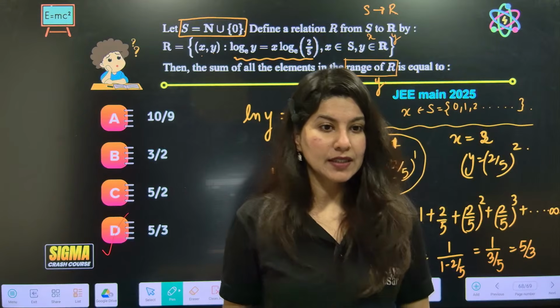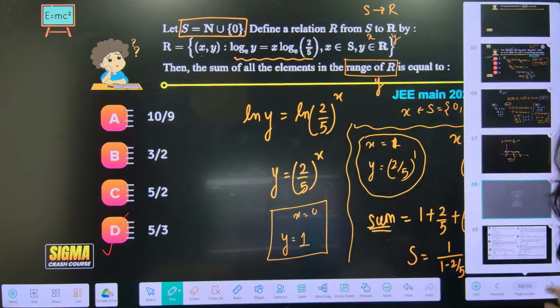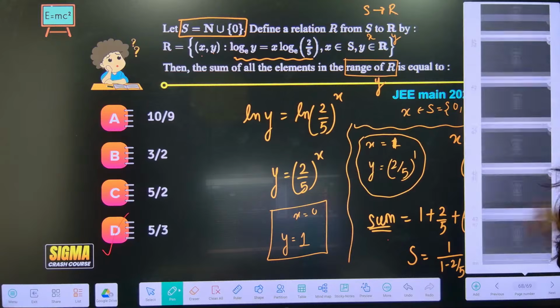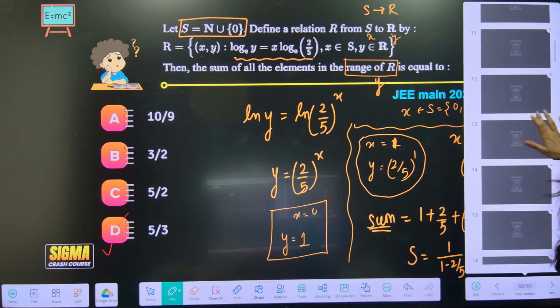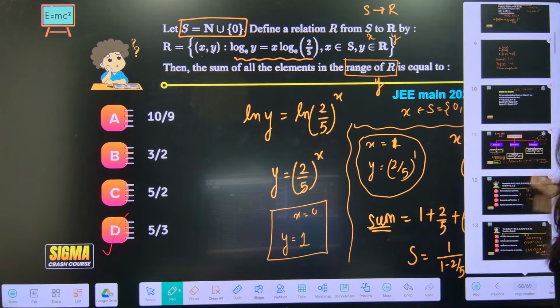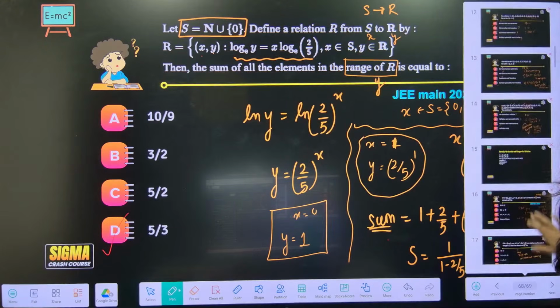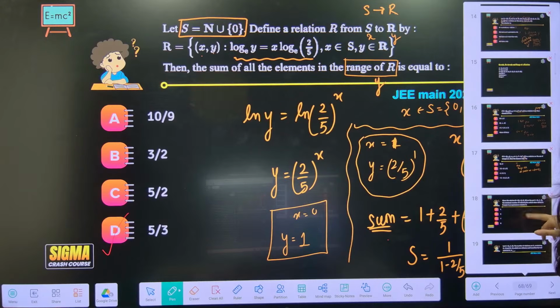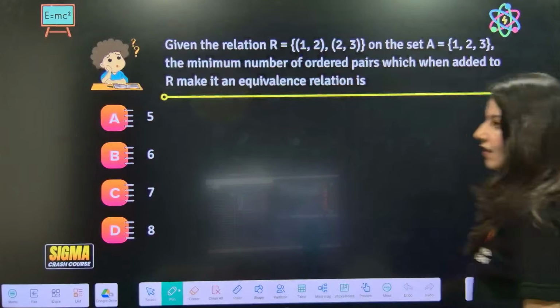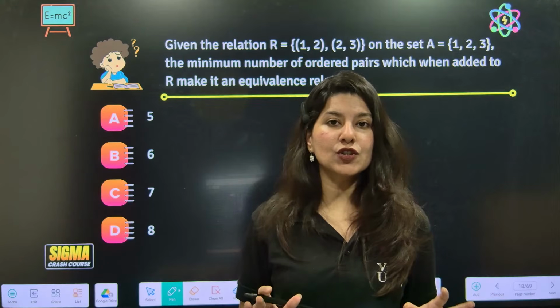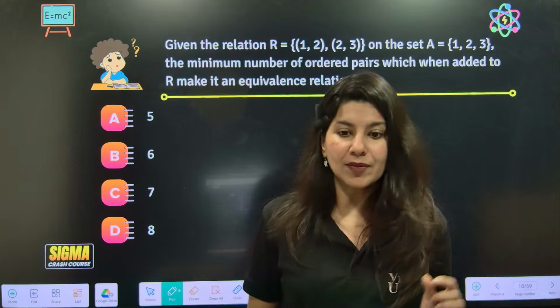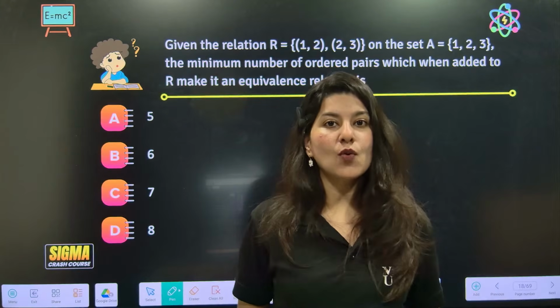Clear, everybody? Getting it? Alright, so this is all about range of a relation. Now we are going to enter another type of category, which is a very hotshot category of 2025, and possibly it is a hotshot category of 2026. Okay, back to back. So many important questions from the relations chapter we are going to do now onwards.